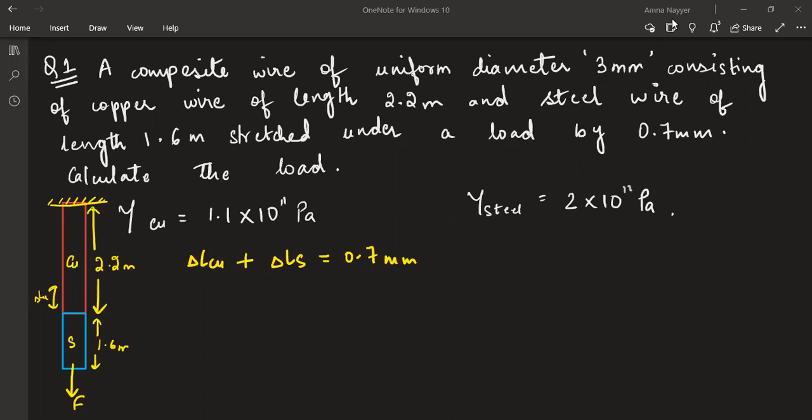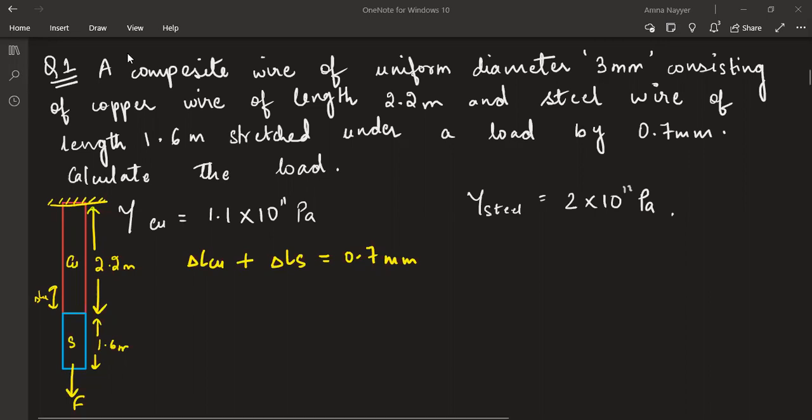See, one thing that is mentioned to us is that the total change in length is given, but the individual change in length of copper and of steel is not given. Now, see class, what we can do: delta L copper plus delta L steel is 0.7 millimeters. We can write this because it is said that together they are stretched by 0.7 millimeters.